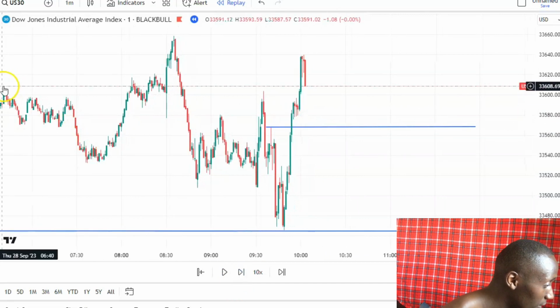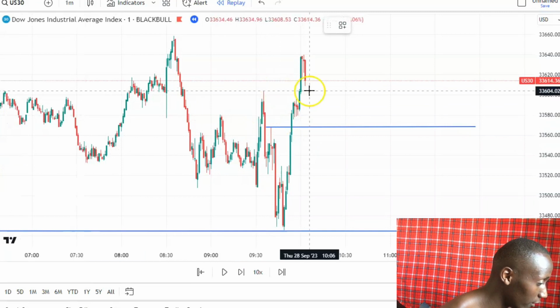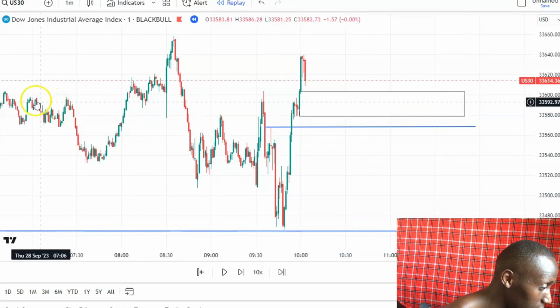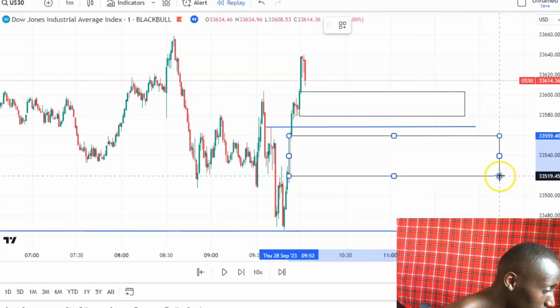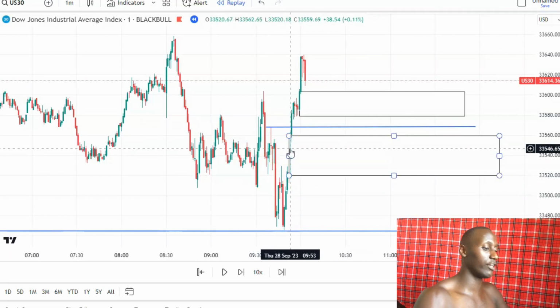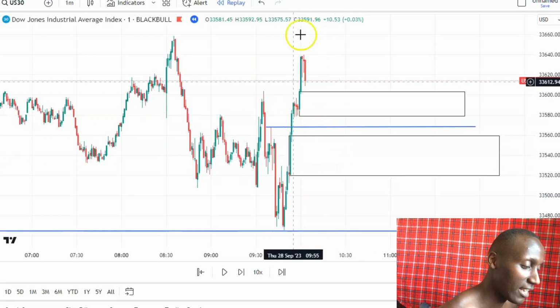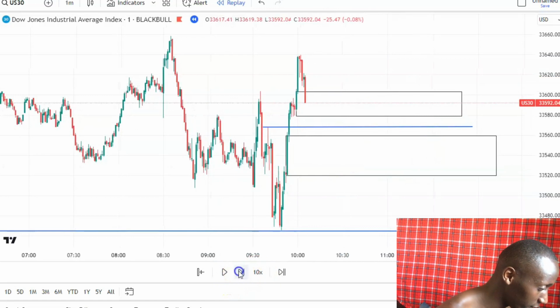And again, you need to avoid engulfment candles that look like this or this. If you see an engulfment candle that looks like this, they're trying to get you to buy high. So I don't really like buying higher. I want price to come and retest those areas.